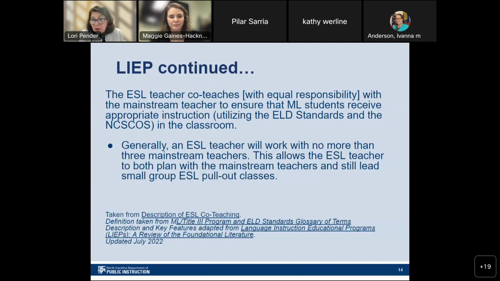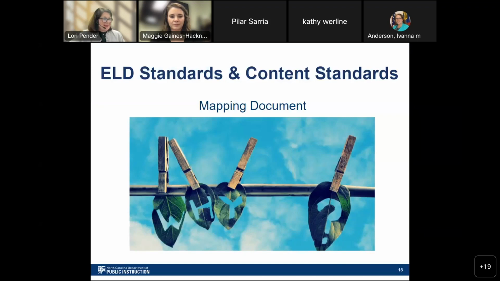And I have co-taught before. My experience was mostly good, I will say. I had some great teachers that I co-taught with. I had 1 or 2 challenges, but at the schools that I was at, I did not co-teach with more than 3 different grade levels so that I could do it well and so that I could also have my pull-out classes. All right, Maggie.